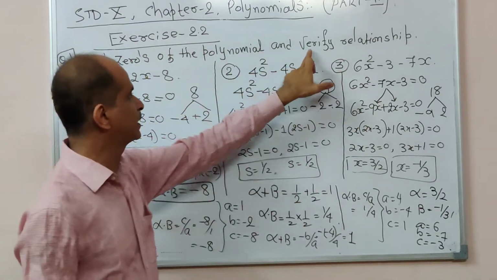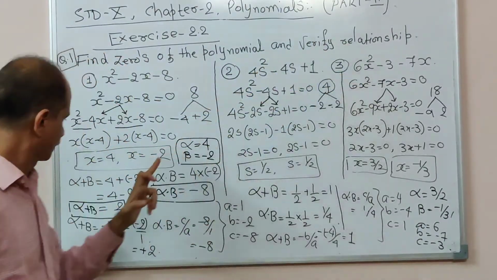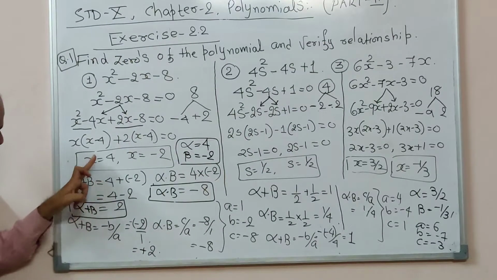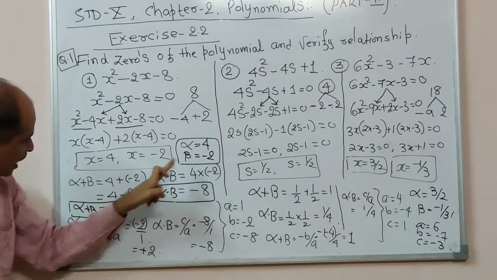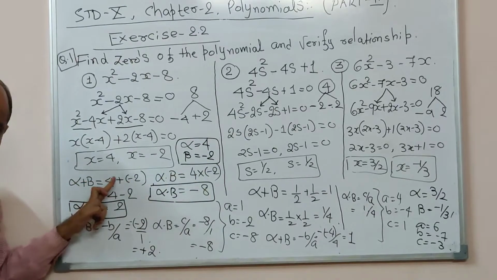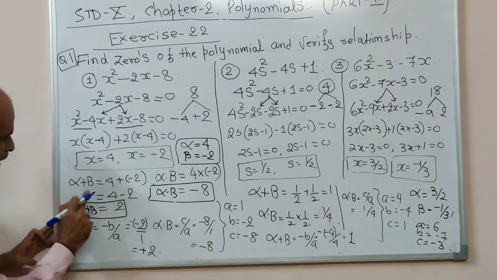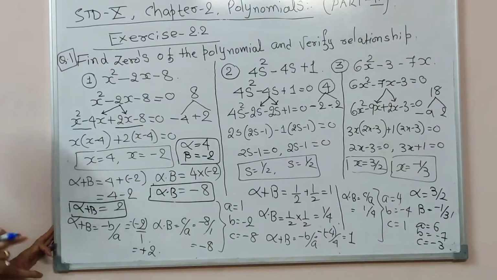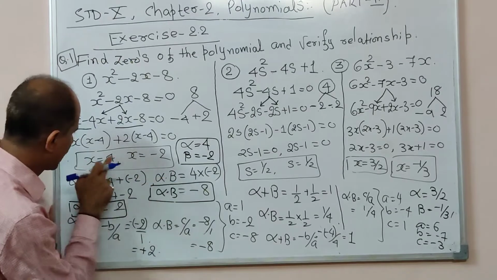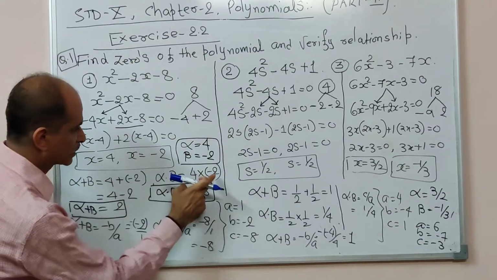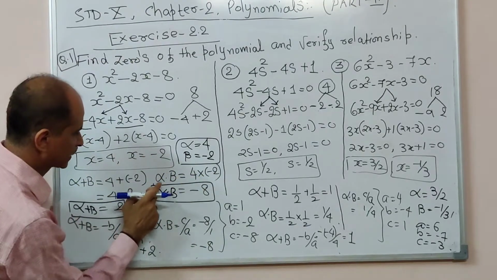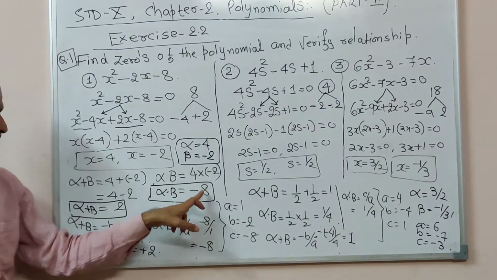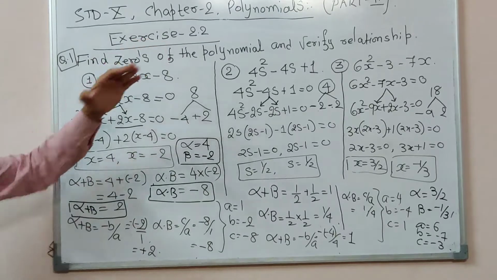Now the second part is you have to verify the relationship. You know alpha plus beta is equal to, alpha means 4, beta means minus 2. So 4 plus minus 2 becomes 4 minus 2. So your answer is 2. Now alpha into beta, alpha means 4, beta means minus 2. So it gives us alpha into beta is equal to minus 8. Now let us verify this.